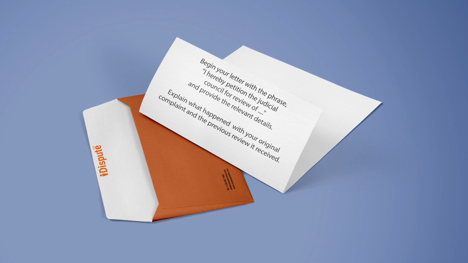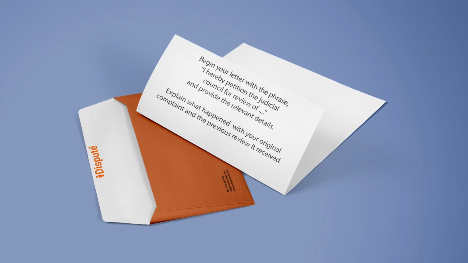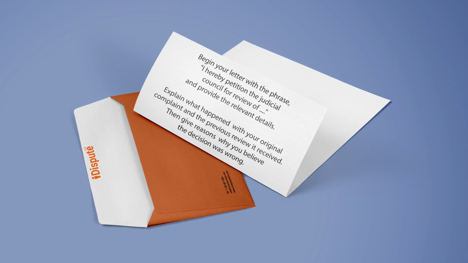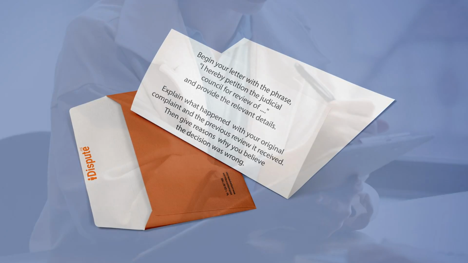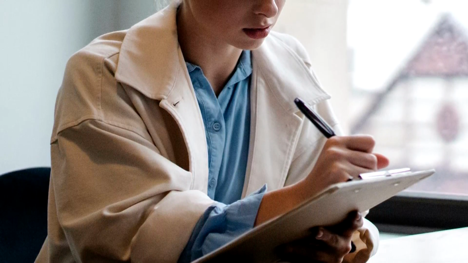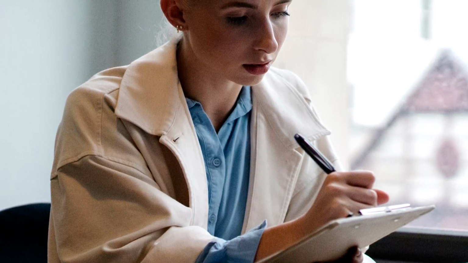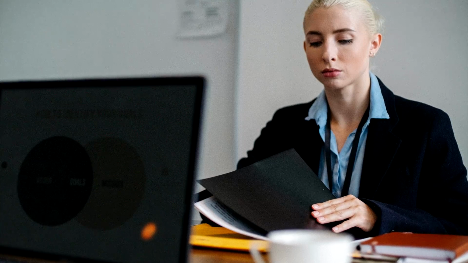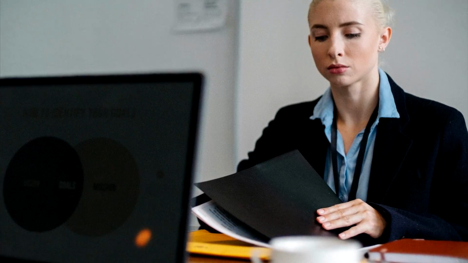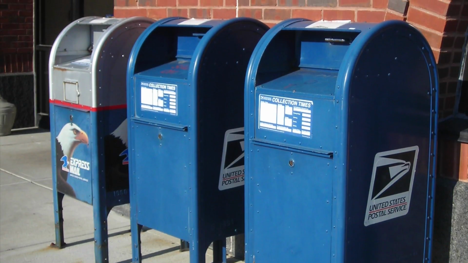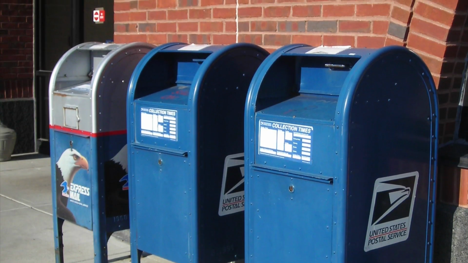Explain what happened with your original complaint and the previous review it received. Then give reasons why you believe the decision was wrong. Again, proofread your letter carefully, sign and date it before sending. Make copies for your own records. Petitions sent to the circuit court clerk must be mailed and cannot be submitted electronically.